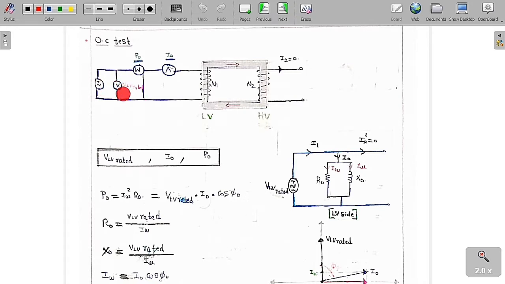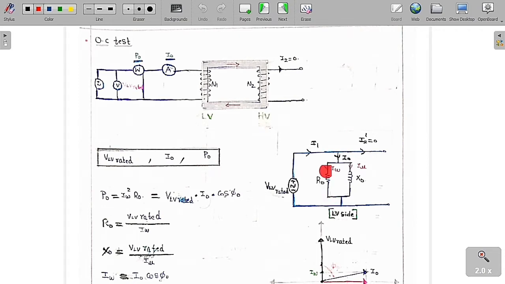We are going to connect a voltmeter to figure out the value of this rated voltage. And we connect a wattmeter to measure how much power is consumed at this no load condition by the transformer. Also this ammeter is going to measure the value of the no load current I0, and the wattmeter is going to measure the no load power. No load power is also called the iron losses or core losses. So with the help of the voltmeter, we know the rated value of the low voltage winding, with the ammeter we figure out the no load current, and with the wattmeter we measure how much power is absorbed by this transformer at no load condition.